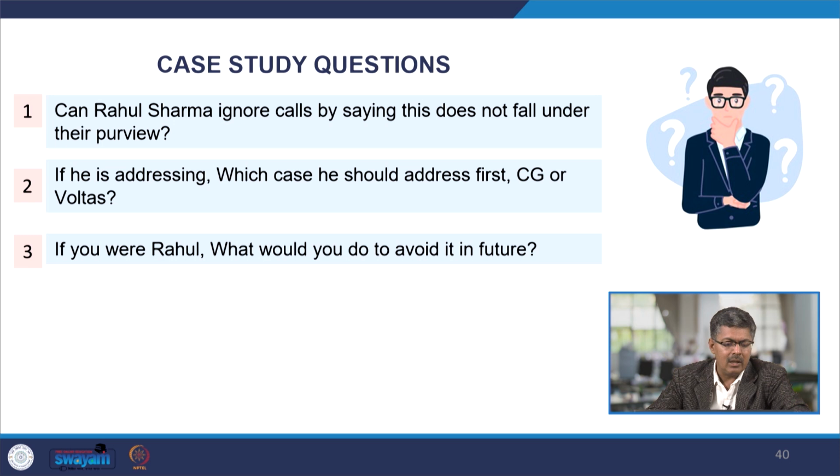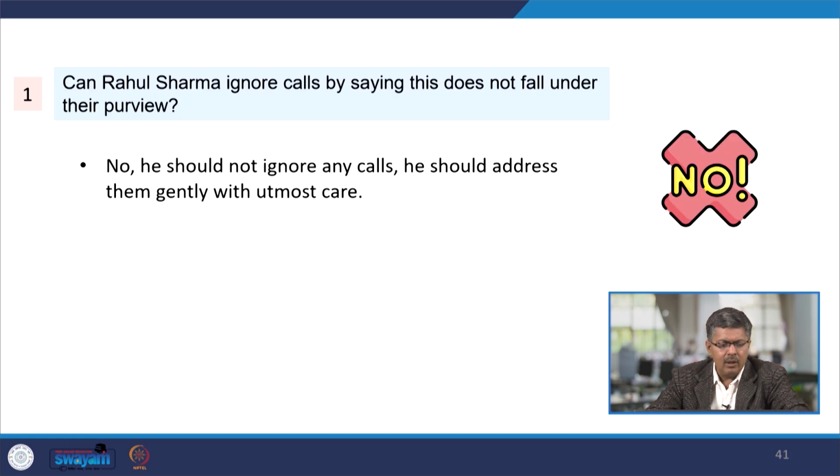So, there are few questions. Can Rahul Sharma ignore these calls by saying this does not fall under their purview because neither they are health experts, or in case of peeling they had said so a certain kind of application has to be done which they did not do. So, if he is addressing which case he should address first, CG or Voltas, and if you were Rahul, what you would do to avoid these things in the future.